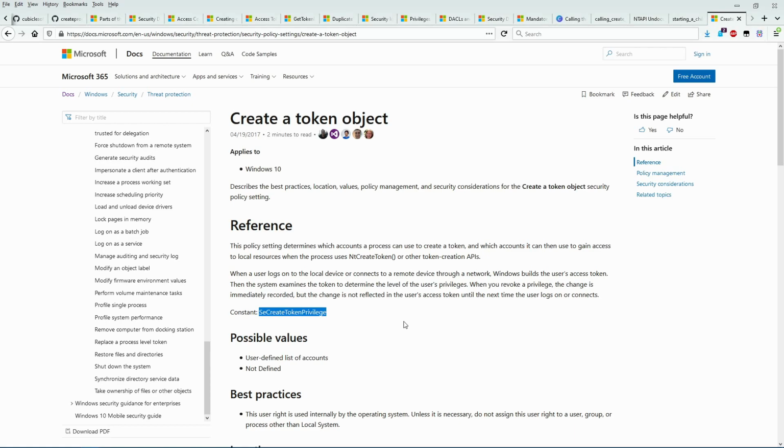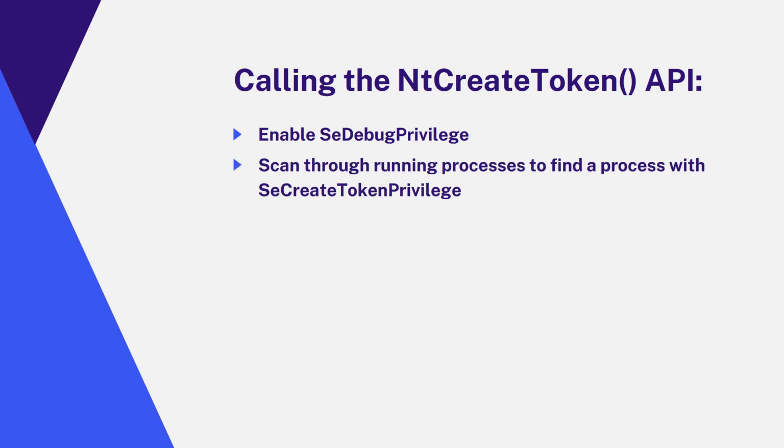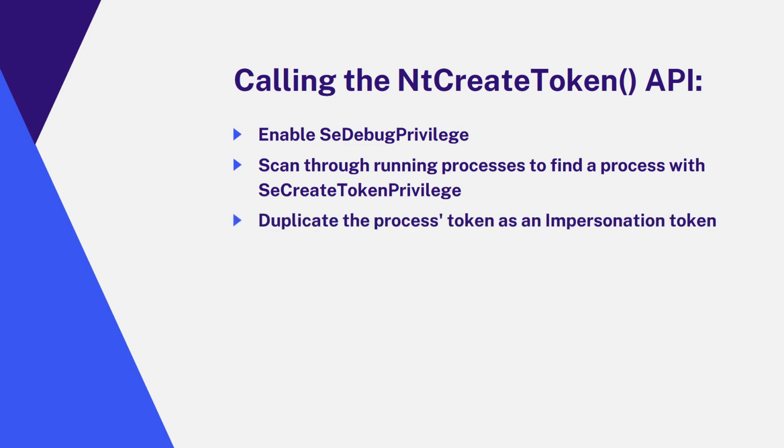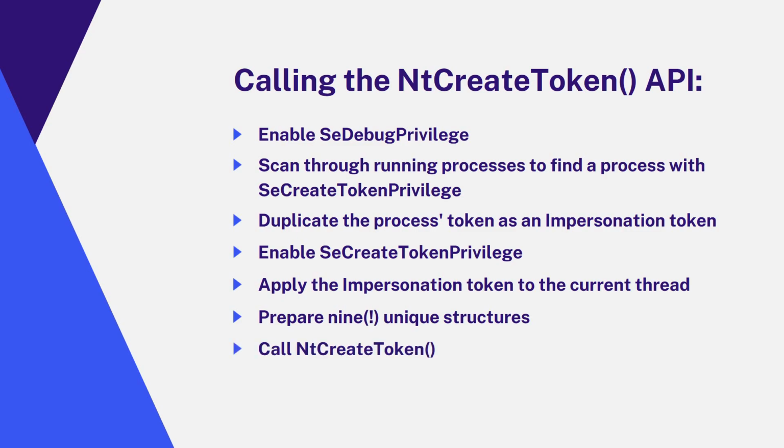To call the int create token API, the getTokenInformation tool enables SE debug privilege, scans through the running process list and finds a process with SE create token privilege, duplicates that process's primary token as an impersonation token, enables SE create token privilege on the duplicated token, applies the impersonation token to the current thread, processes the token options from the command line into complex binary structures and validates them, and finally calls the int create token API.